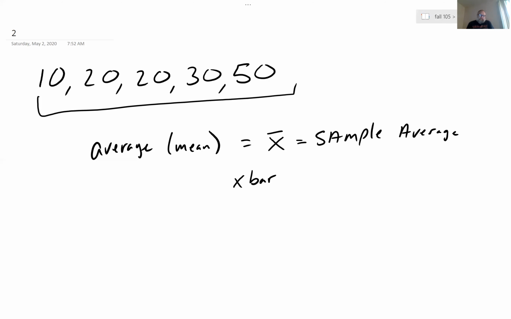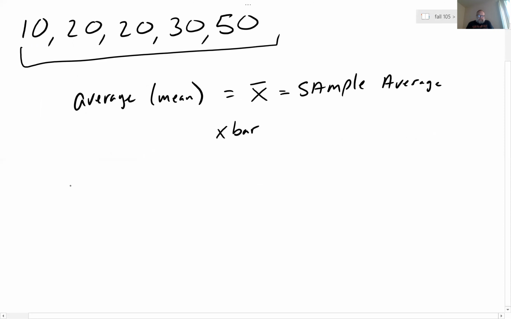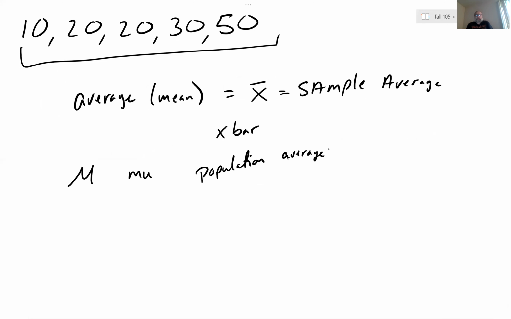Some books will write it like this. This is the Greek letter mu, that's how you say it. It's the population average. No one will ever actually compute the population average, because if you did, there's no reason to do statistics. The whole point of doing statistics is to find out an unknown, or get an idea of an unknown. I don't know what the average height of all women in America is.